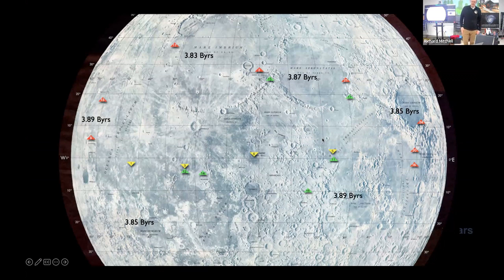Okay, so the lunar surface is full of impact basins, and those impact basins are 3.85-ish billion years old. That means that 3.85 billion years ago, there were large impacts into the surface of the moon. These are giant impact basins, caused by objects that are probably 50 kilometers across, tens of miles across, impacting into the surface. So really large impacts.